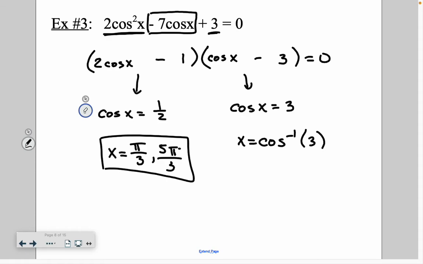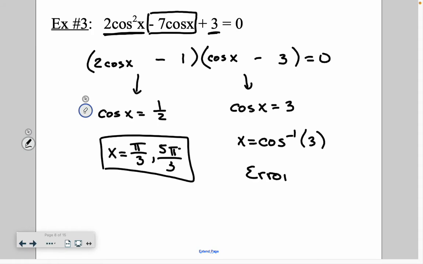First question. Based on the fact that these answers are pi over 3 and 5 pi over 3, if you're using your calculator, what mode should you be in? Radian mode. These are in radians. We're using radian answers. So make sure you hit the mode button at the top. Make sure you are in radian mode. And then you type in inverse cosine of 3. And what do you get? Error. This gives you an error.